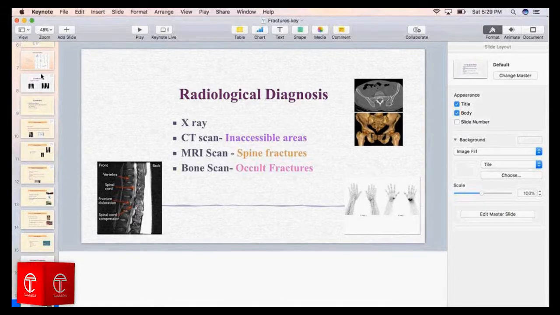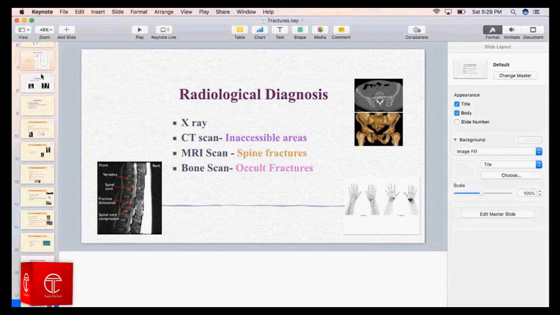MRI scan is mandatory wherever you require better soft tissue delineation along with the fracture. And MRI is very commonly and classically described for spine injuries. There you can see the spinal cord, the roots, the dura, all these things you can appreciate.